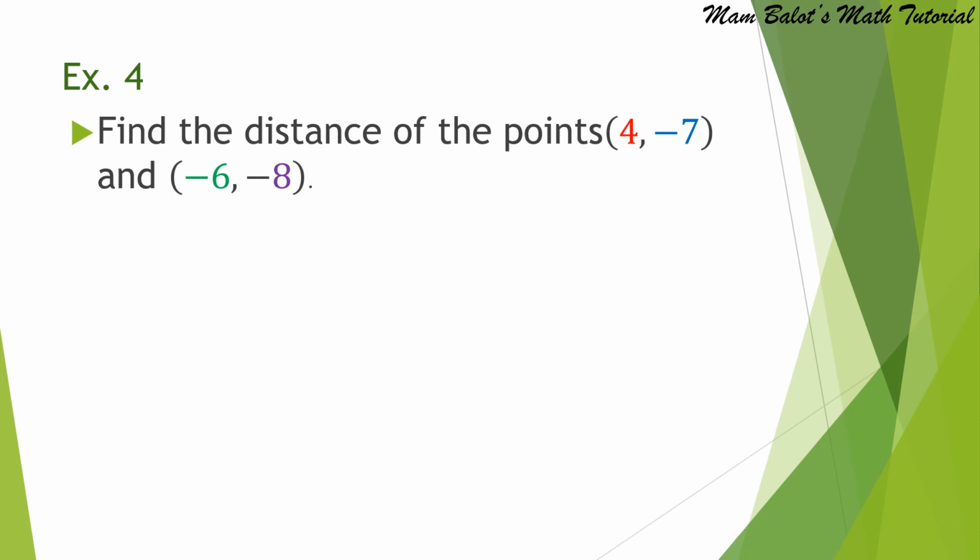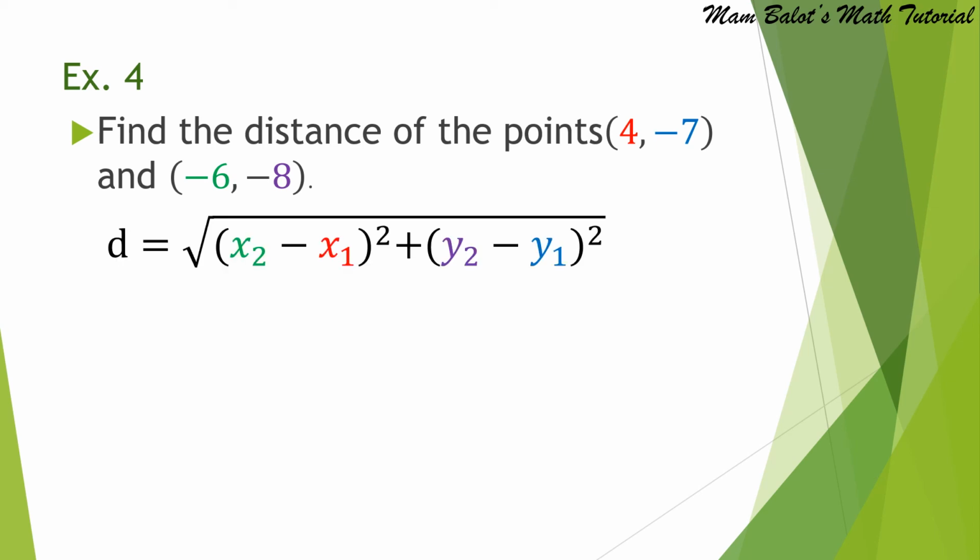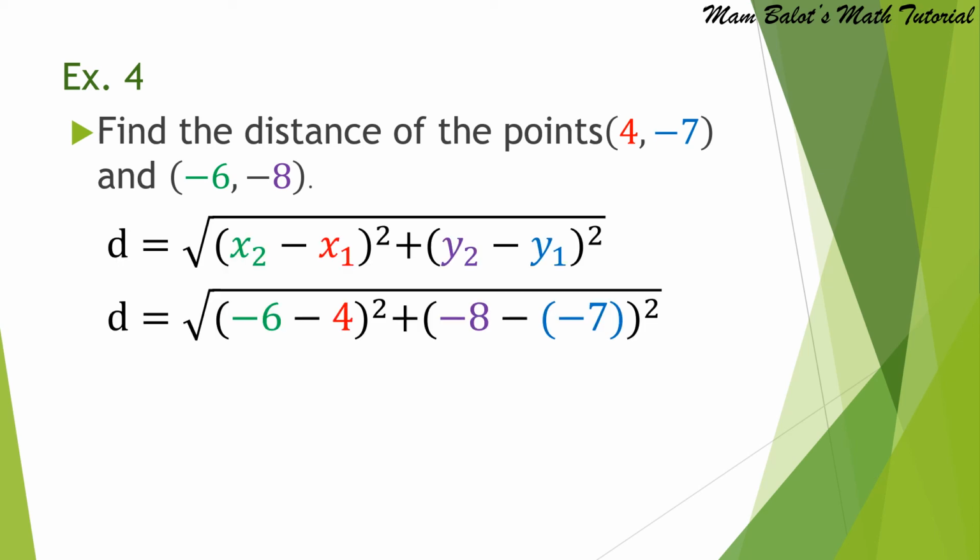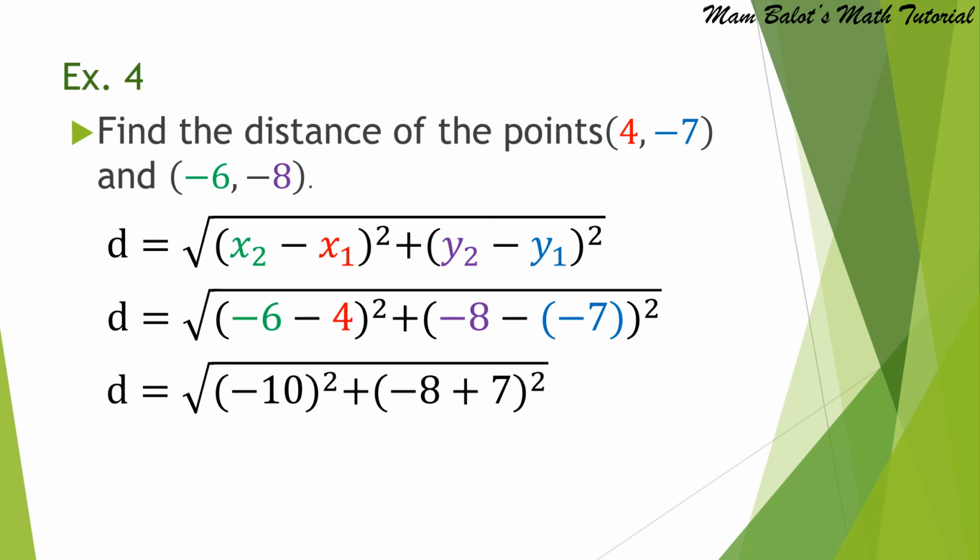Example 4. Find the distance of the points (4, -7) and (-6, -8). Using again the distance formula, we have x sub 2 is -6 minus x sub 1, which is 4, squared, plus y sub 2 is -8 minus y sub 1 is -7, then squared. So -6 minus 4 is equal to -10. And -8 minus -7 can be written as -8 plus 7. So -10 squared is equal to 100.